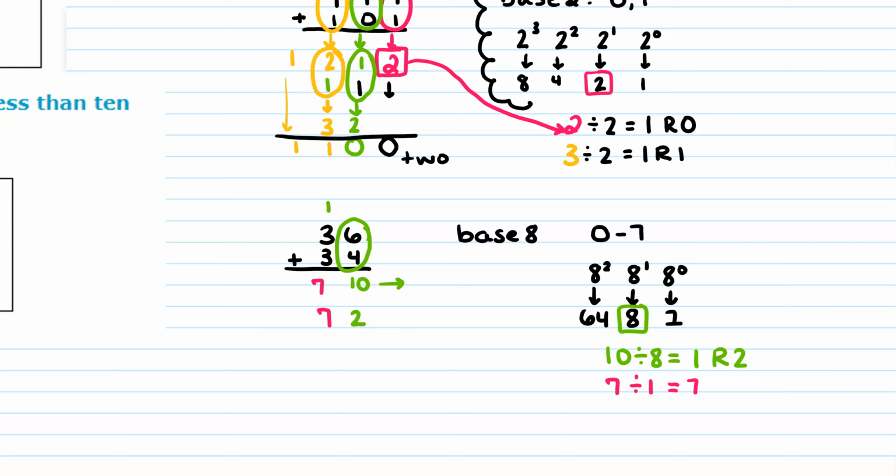So this is base 8. So 7, 2, base 8. Again, we wouldn't read that as 72 because 70 is representative of 7 times 10. And here we do not have 7 times 10, right? We have 7 times 8.